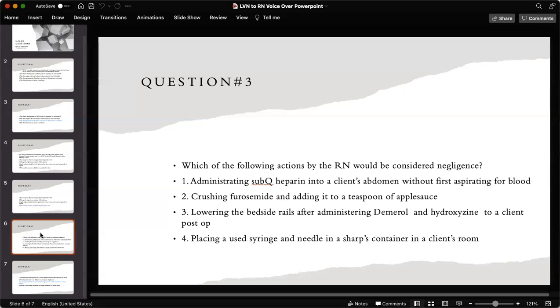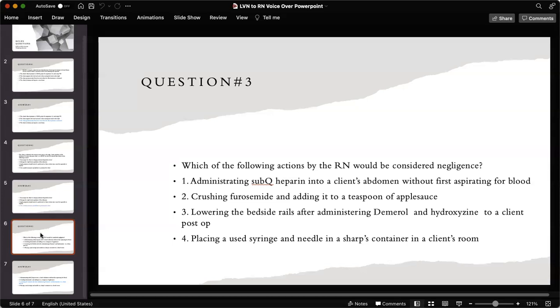So number 4, placing a used syringe and needle in a sharps container in a client's room. That's completely not negligent. That is exactly what we should do. We want to discard of our sharps in the proper manner, and that's why the sharps container is put in there. We don't want to leave the room with a needle, right? Boom, immediately, as quickly as possible, let's get it in that sharps for safety. So we're now left with 2 potential answers.